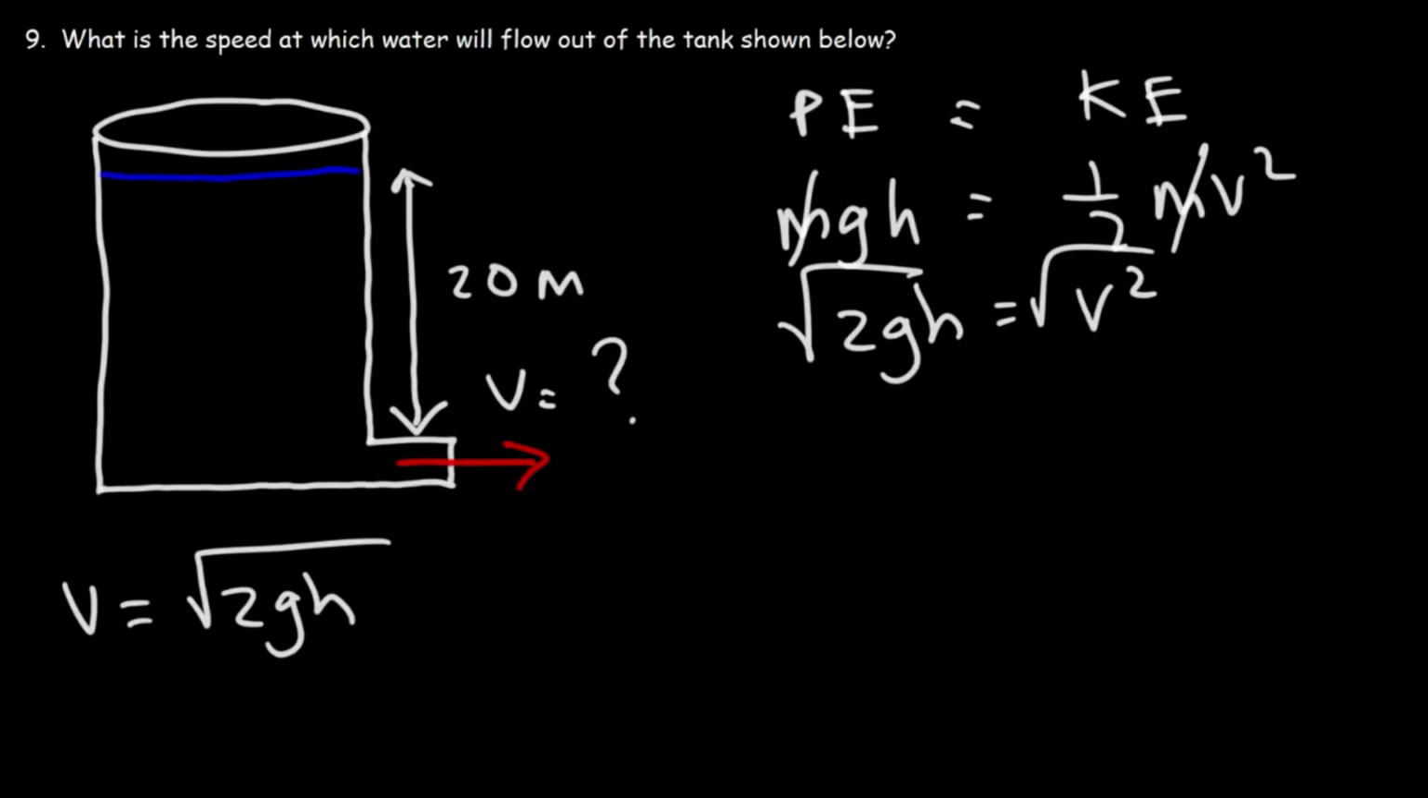Now, we could use pressure as well to get a similar equation. The change in pressure due to height is going to be the same as the change in pressure due to speed, because as the height is decreasing, the speed of the water is going to increase as it flows out of the tank.